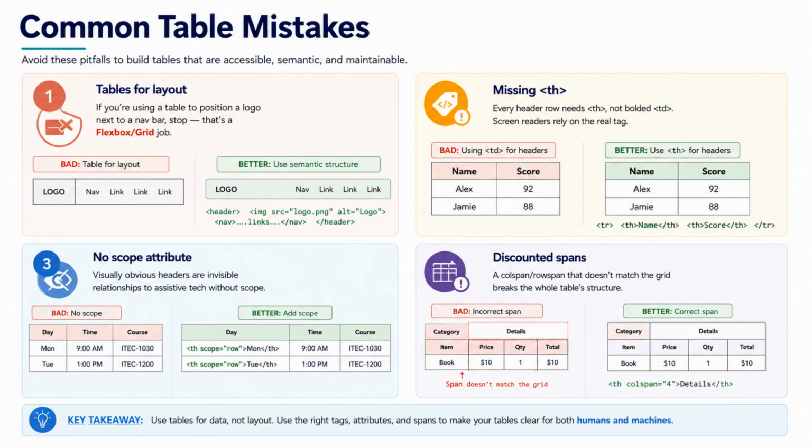Four common table mistakes, worth walking each with its bad/better comparison. Tables for layout: positioning a logo next to a nav bar with a table is a Flexbox/Grid job now, not a table job. Missing th: every header row needs the real th tag, not a bolded td. Screen readers rely on the actual tag, not just how it looks. No scope attribute: visually obvious header relationships are invisible to assistive tech without it. Mismatched spans: a colspan or rowspan that doesn't match the actual grid breaks the whole table's structure, which is why planning merges on paper first matters.